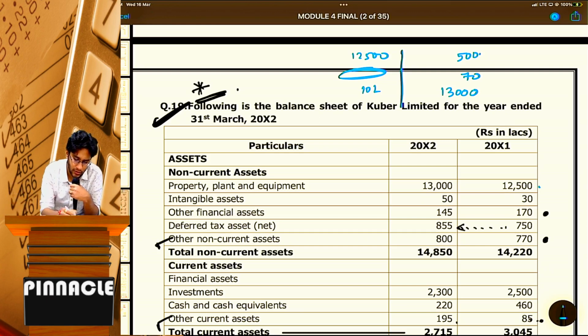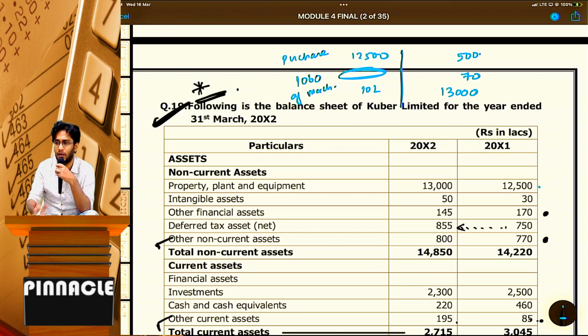10? Yes, 1060 balancing figure, sir. This is purchase of machinery. Purchase of machinery, which activity? Investment activity. Go and throw it there. Sir, are you able to draw this ledger account?